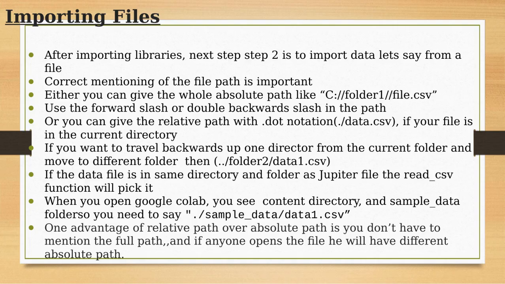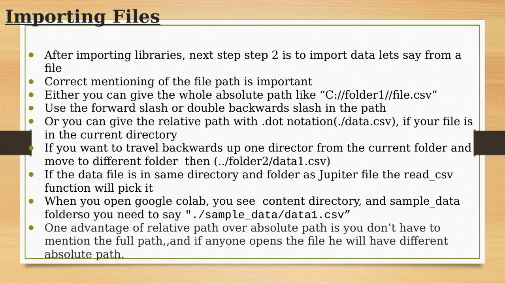If the CSV file is stored inside the current folder, we can use dot notation. Here, the dot represents the current directory. If the file is located one folder above the current directory, we use two dots, which represent the parent directory. Similarly, if the file is inside another folder, from the current working directory, we can specify that folder name.